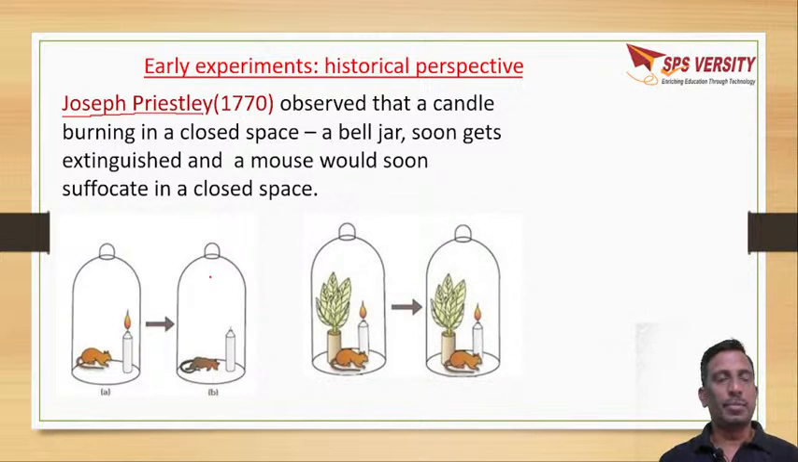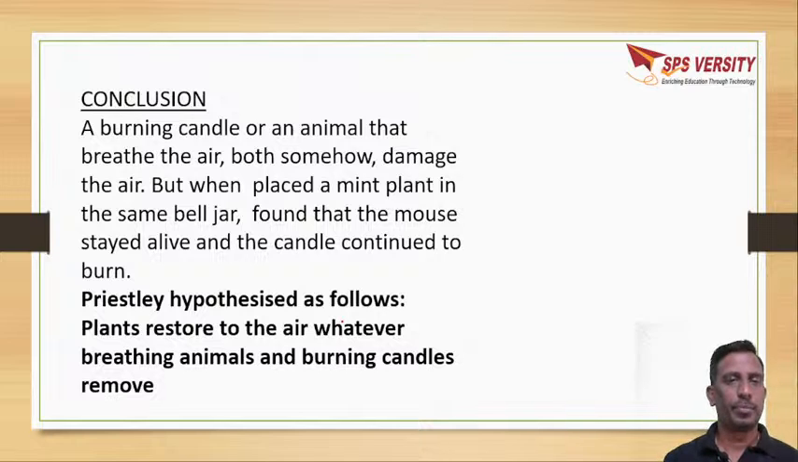In the second step of the experiment, along with the candle and mouse, he kept a plant. Even after some time, the candle is burning and the mouse is alive. The difference between these two setups is that a plant is kept here. So what does this plant do? What is actually happening inside the bell jar?